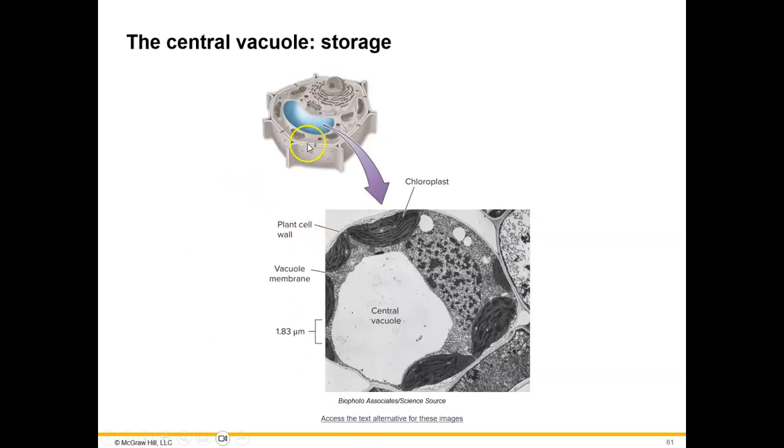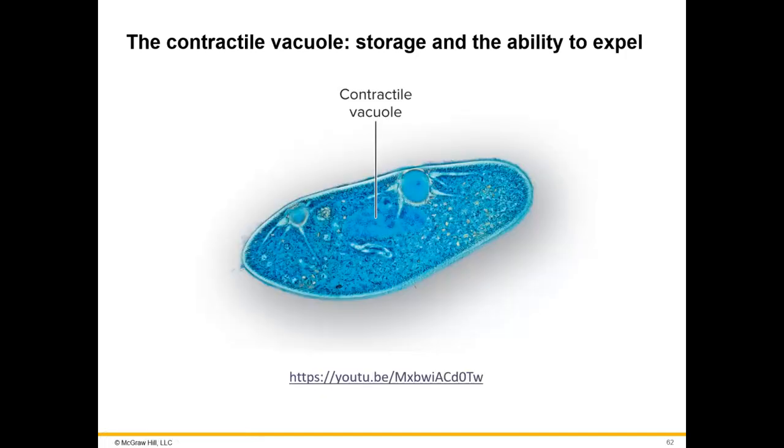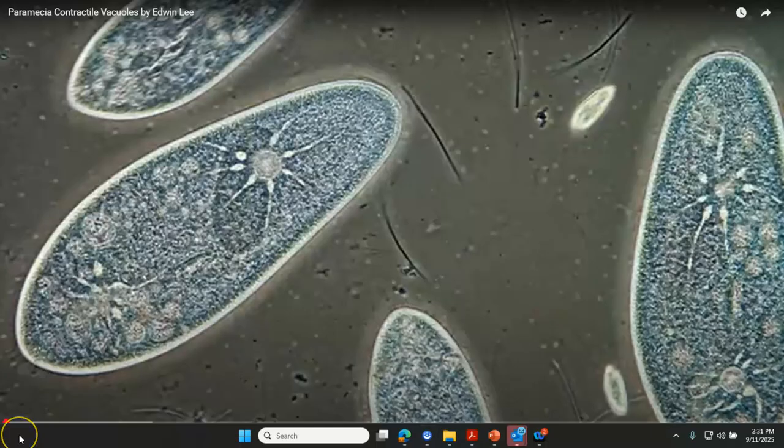So here you can see a central vacuole, and here's what it looks like under a compound light microscope. There we can see the chloroplast under the compound light microscope. And then here's what a contractile vacuole would look like. But you kind of need to really see what's happening here.